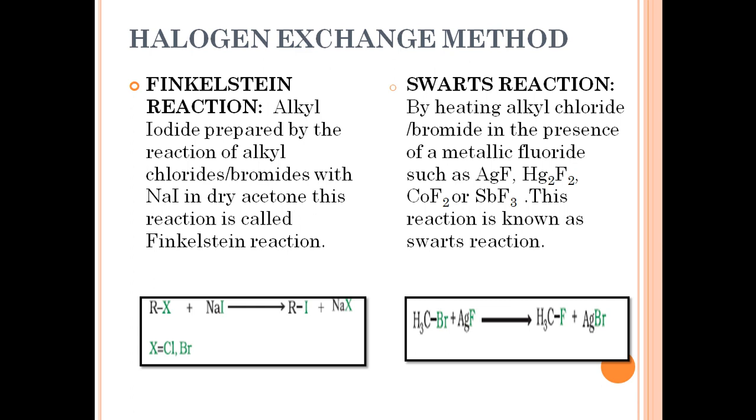Swarts reaction. By heating alkyl chloride or bromide in the presence of metallic fluorides such as silver fluoride, mercurous fluoride, cobalt fluoride and antimony fluoride, this reaction is known as Swarts reaction. CH3Br plus AgF will give us CH3F plus AgBr. So these are the methods by which we can prepare iodoalkanes and fluoroalkanes.